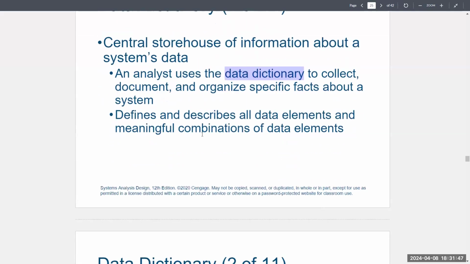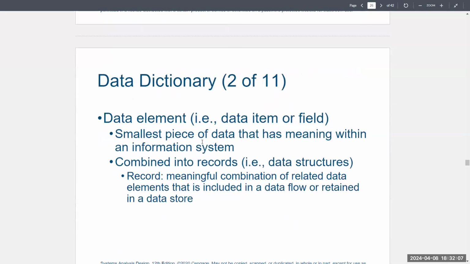Describes all of the data elements and meaningful combinations, right? Maybe there is one field that's used in multiple processes, or one table that is updated by multiple processes. So all of that information is available in that data store. Data element, nothing but what? Other word, it's called a field within a table, right? It's kind of the smallest piece of data you can represent or have within a table, right? Or within an information system.